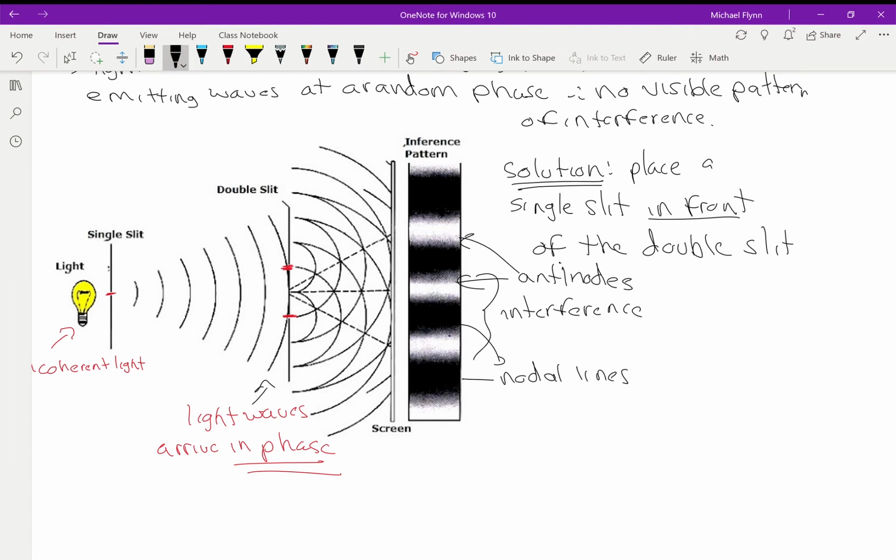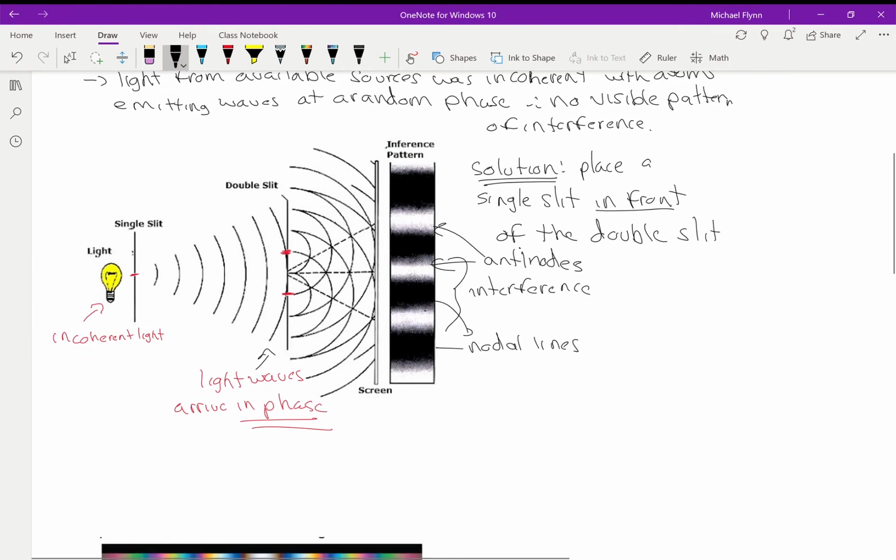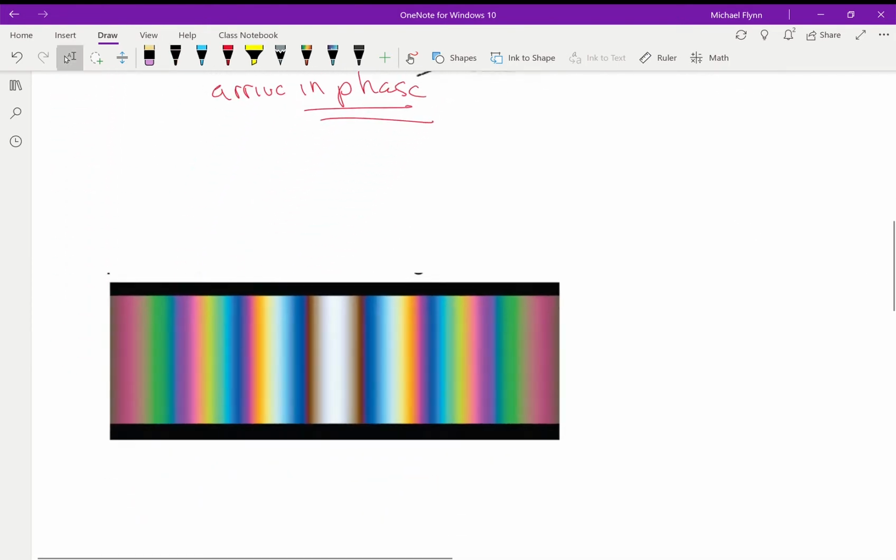There are two slits, so your logic might say we'll get two bright spots, one behind each slit. That would be true if it was a particle, but with waves, you get many bands, alternating bars of bright and dark light. In fact, I've got a picture here for you. This is what that pattern actually looks like.